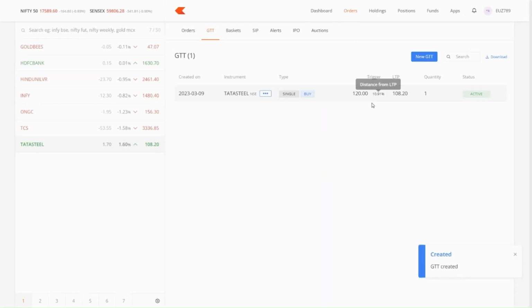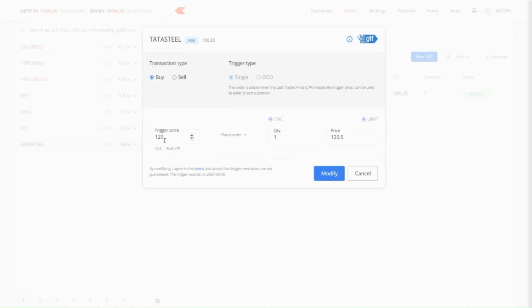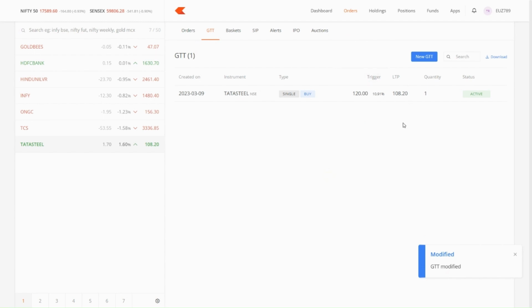So let's stick to 120 as the support price, and the executed price will be 120.5, and you place the order. So you can see here our GTT order got created. It has a trigger price at 120. If you want to edit, modify, or delete, all the options are available here. If you want to edit, you can click the edit option. Here our executed price is 0.5 above. You can change it to 0.6, 0.8, whatever you feel comfortable with, and click modify, and it will automatically be modified in the GTT order section.